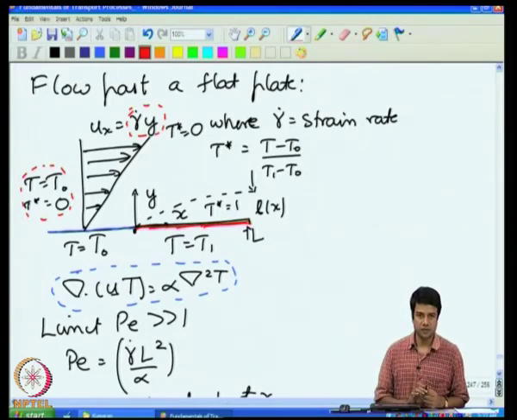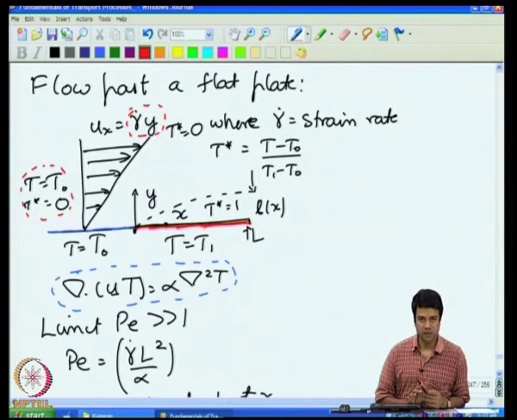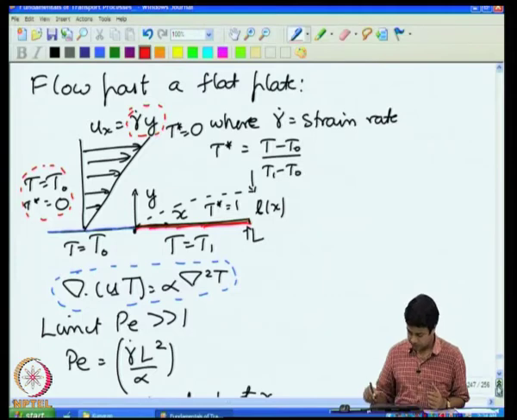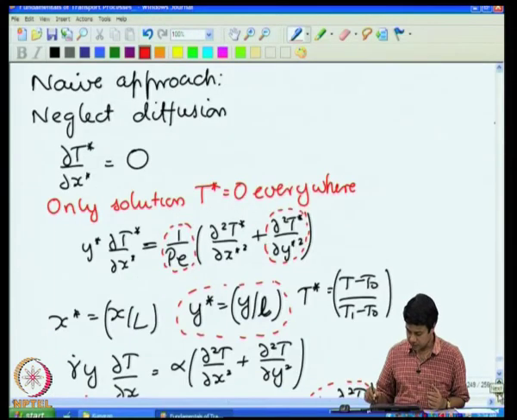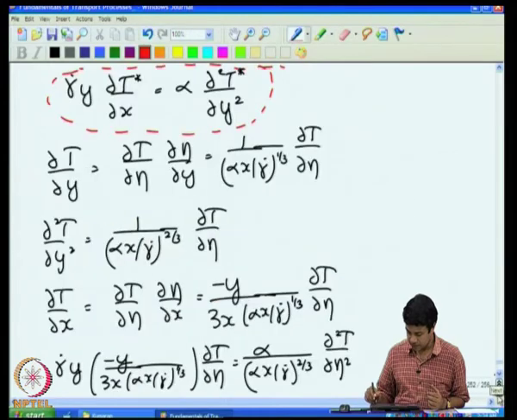velocity profile of this form, ux is equal to gamma dot y at the surface. This is valid whenever there is a no slip condition at the surface, so that the fluid velocity has to come down to 0 at the surface. It is not valid in general if you had a non-zero velocity at the surface. We will see a little later how to deal with non-zero velocities at the surface. So this is the Nusselt number correlation for this simple case of the flow past a flat plate.